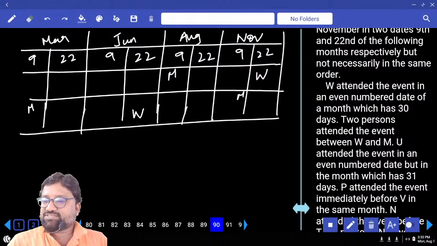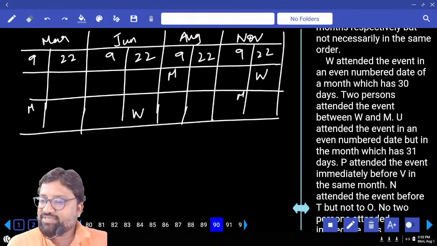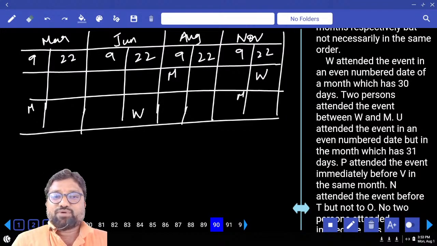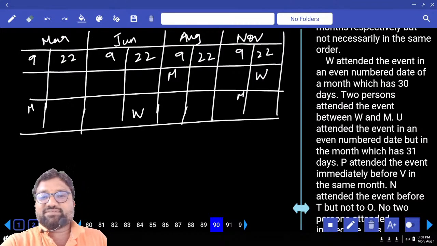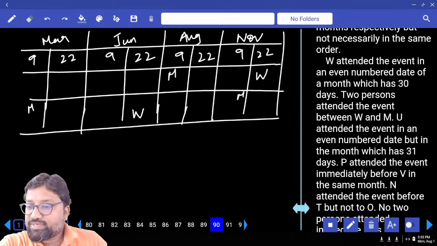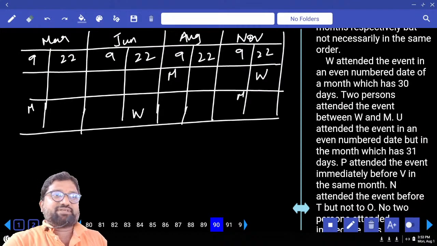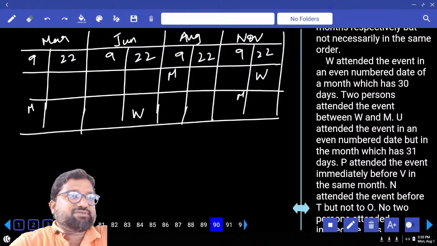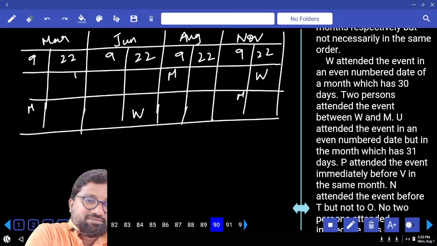Right? Next. U attends the event on an even numbered date but in the month which has 31 days. U attends on which date? U attends the event on an even numbered date but in the month which has 31 days. 31 days means it can be August or March. U.